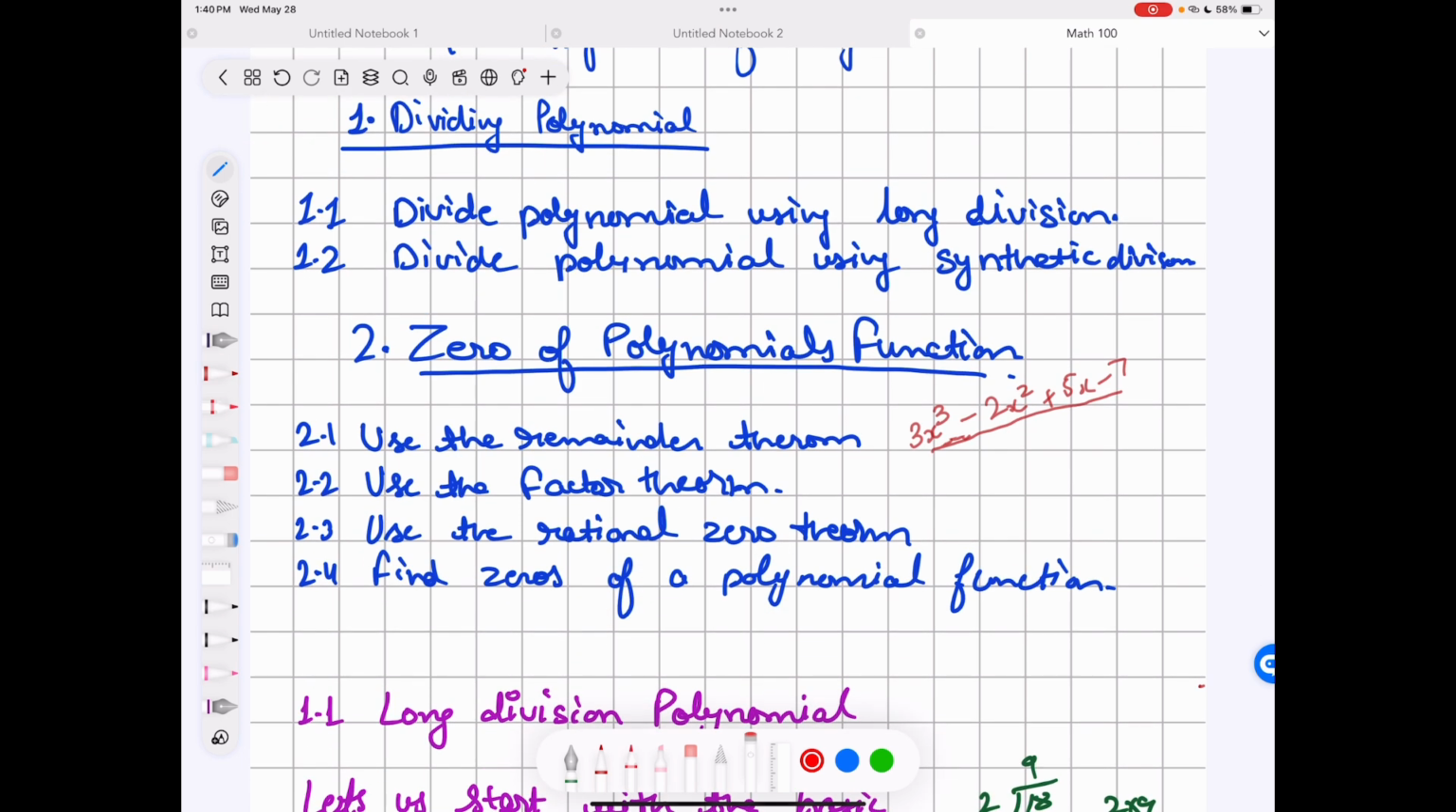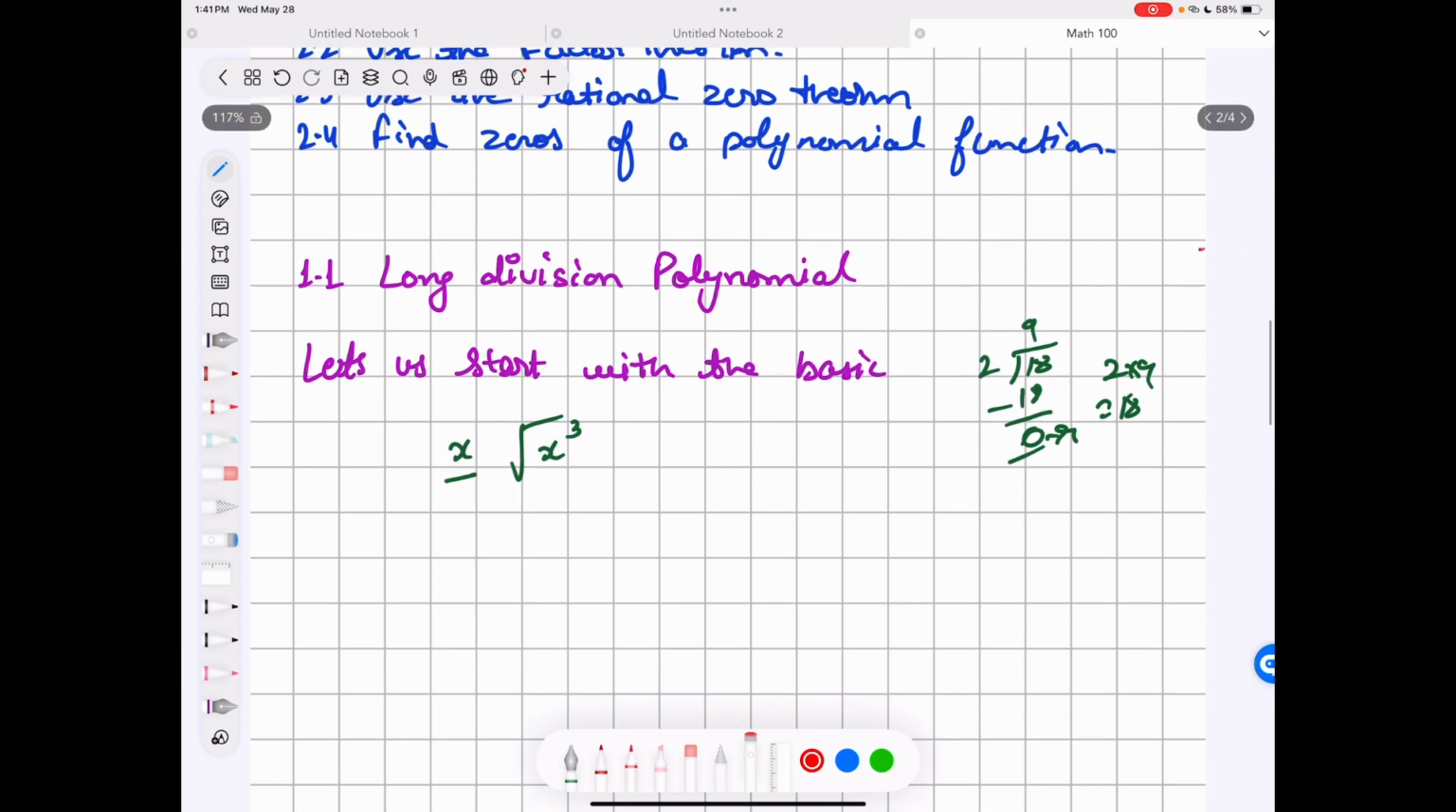In this unit we will learn how to divide polynomials using two methods, which are long division and synthetic division, and how to find zeros of polynomials by using the remainder theorem, the factor theorem, and the rational zero theorem. These three theorems help us find the function of the polynomials. So let's start with polynomial long division.